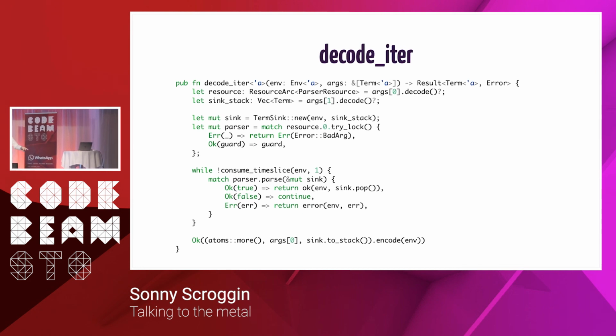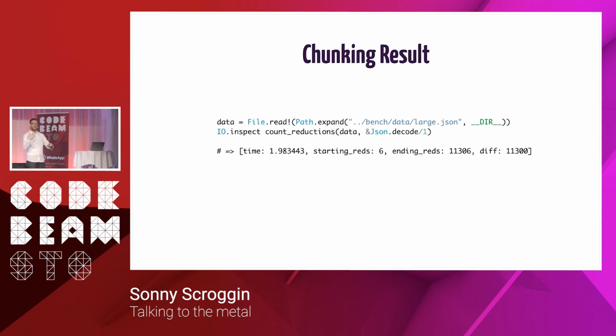At the end here, we return atoms more with our args and our sync stack. So this is the way to return those values back into Erlang so that they can be chunked. All right. So our chunking result is quite a bit better now. We have 11,300 reductions. So this is much better. So now the NIF has only 2,000, or a process only has 2,000 reductions. So this was scheduled many times in the course of that 1.5 seconds. So it still takes a number of times to do it, but this time it's actually cooperating with the VM and making sure that it's well behaved.